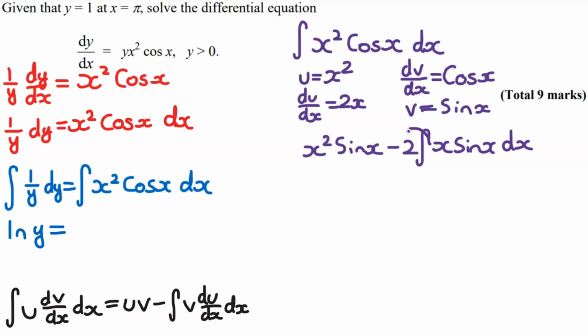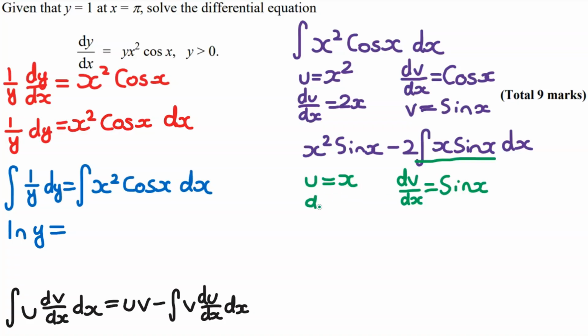I've taken the 2 out of the integral like this here, so we're focused on integrating this x sin x, and because we have this x here and we have these two functions multiplied together, we're going to use integration by parts on this again. So we're going to call one of the functions u and one of the functions dv over dx, and as we talked about in the integration by parts video, we like to call u x and the other function dv over dx. So u is x and dv over dx is sin x.